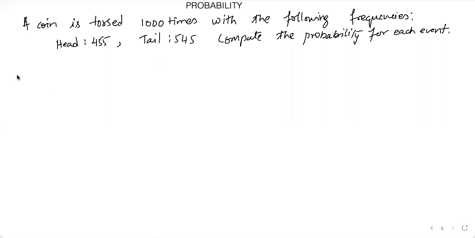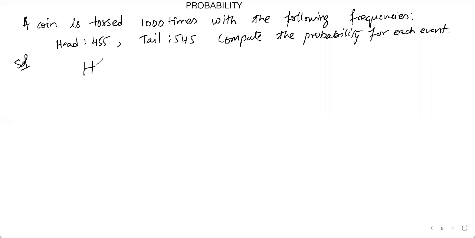So let us solve this. Here we have been given the frequency of heads and tails when a coin is tossed 1,000 times, and we have to find the probability of getting head and getting tail. The first step is we name the required event. So let us assume the event of getting head is H.